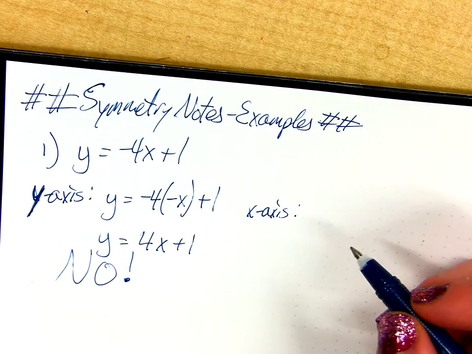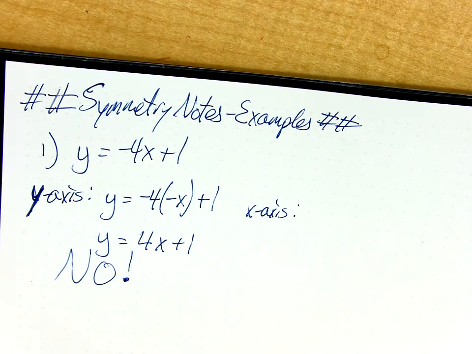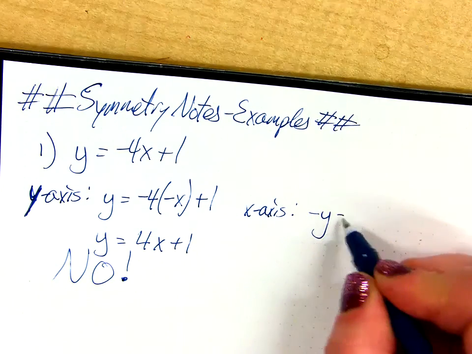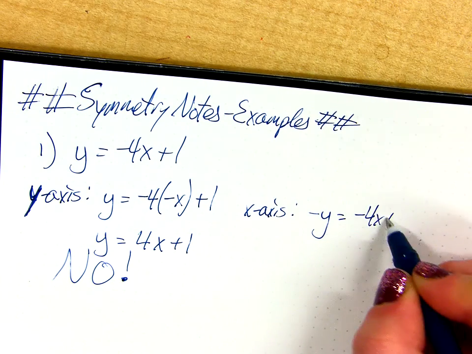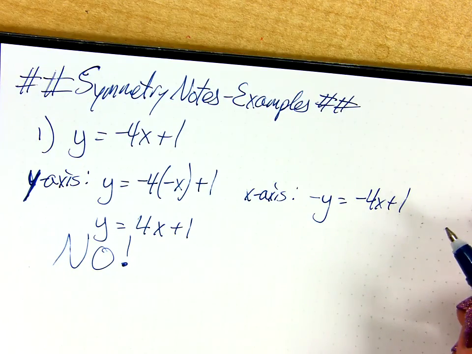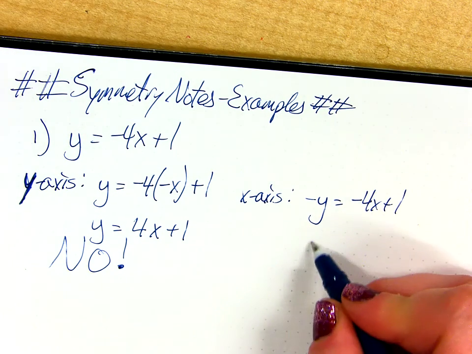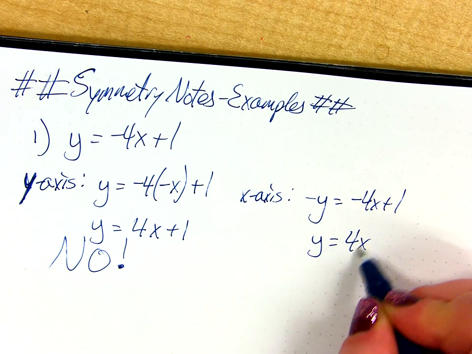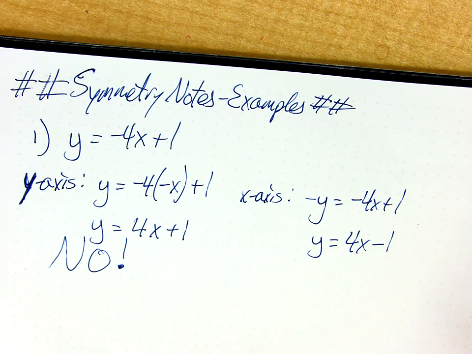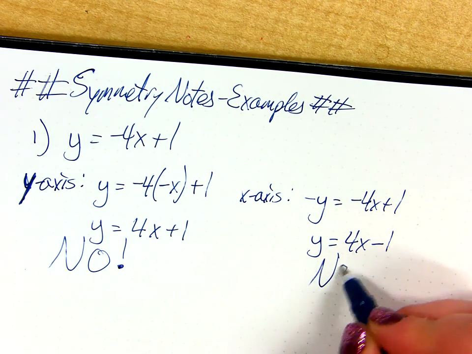So to test for x-axis symmetry, I do what? I plug in negative y. So I can divide everything by negative 1, get 4x minus 1, which does not match my original, correct? So that's a no.